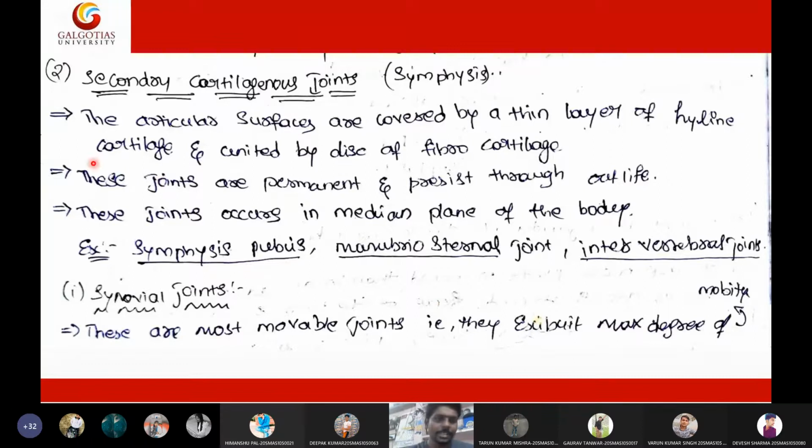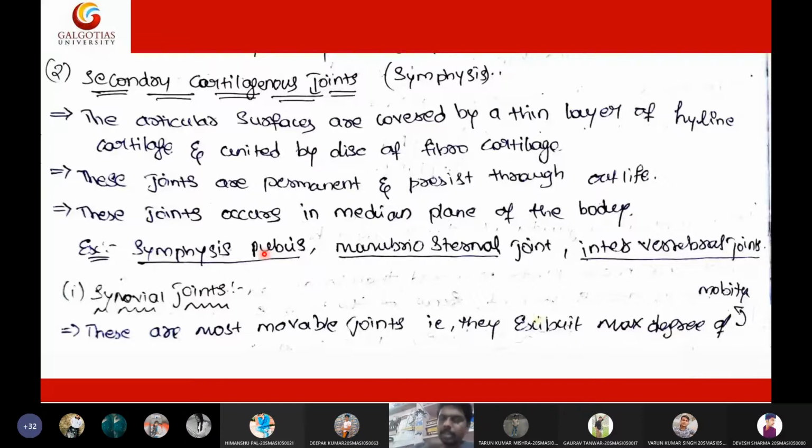So these include symphysis pubis, which is the joint present in the hip bone, then manubriosternal joint, which is present in the sternum, and intervertebral joint, which is present in between the vertebral column. So this is all about the cartilaginous joints, both primary and secondary. Then the third one is synovial joints.